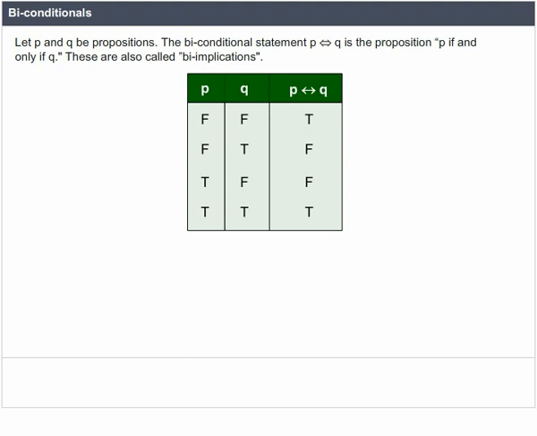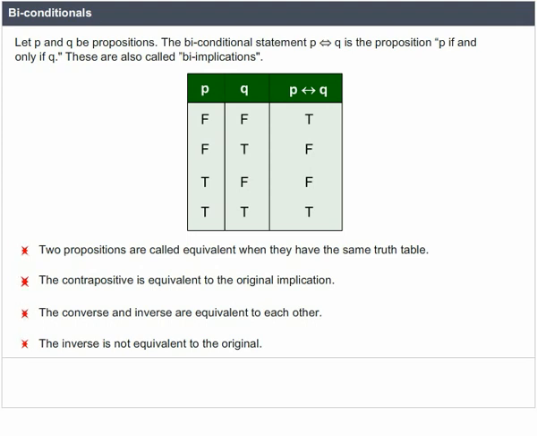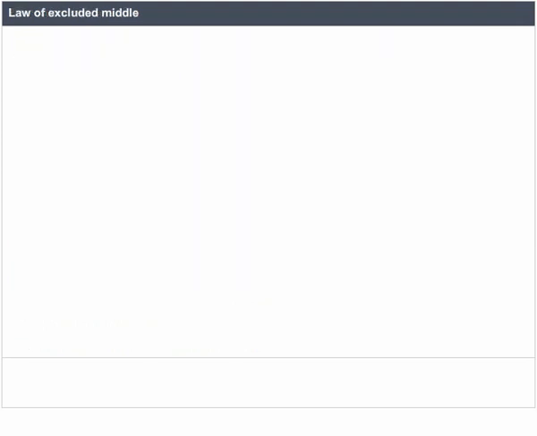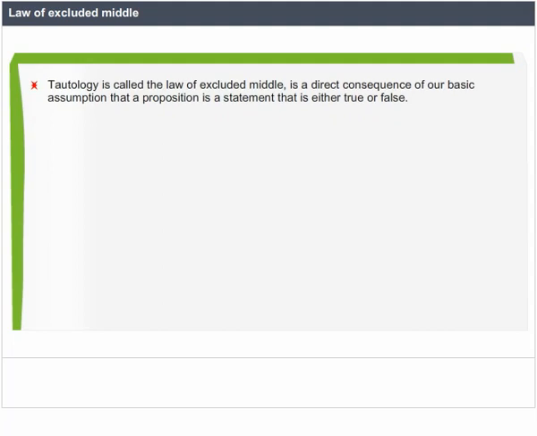Two propositions are called equivalent when they have the same truth table. The contrapositive is equivalent to the original implication. The converse and inverse are equivalent to each other. The inverse is not equivalent to the original. Law of excluded middle. This tautology is called the law of excluded middle. It's a direct consequence of our basic assumption that a proposition is a statement that is either true or false.